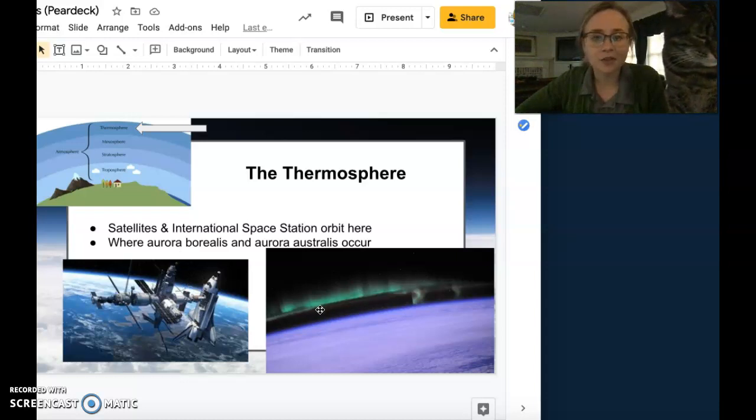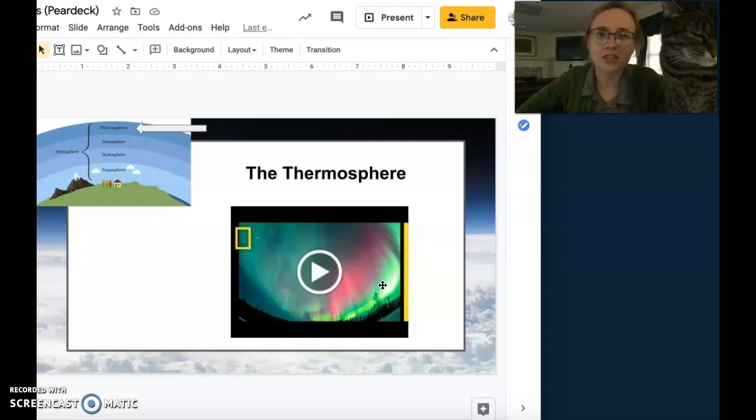This is what it looks like at that height. And this is where we get the Aurora Borealis and Aurora Australis. Those are the northern lights and the southern lights. That's what they look like. And if you want to watch this, again, it's in Schoology. This is a time-lapse video of the northern lights in case you're curious, but what you're seeing is actually happening in the thermosphere, in the last layer of the atmosphere.